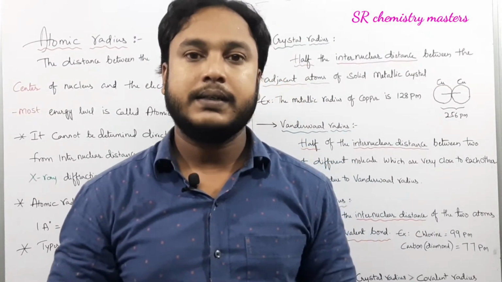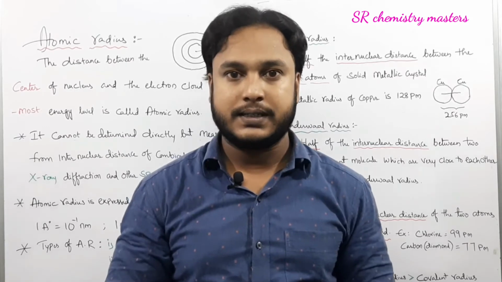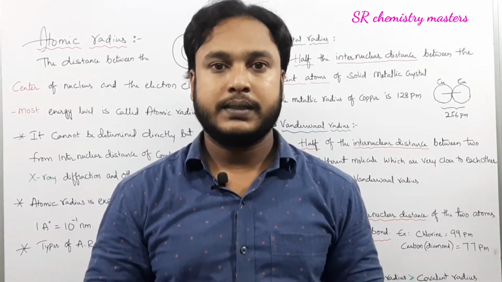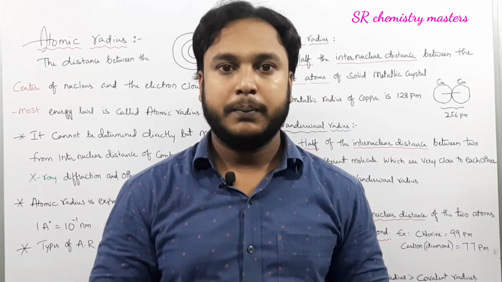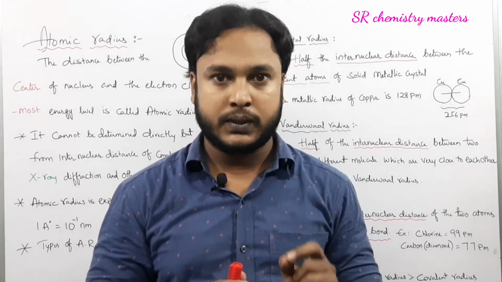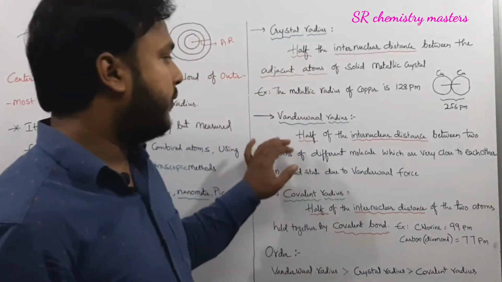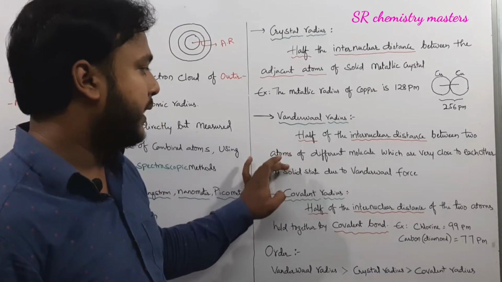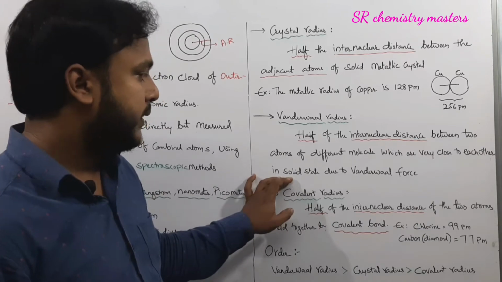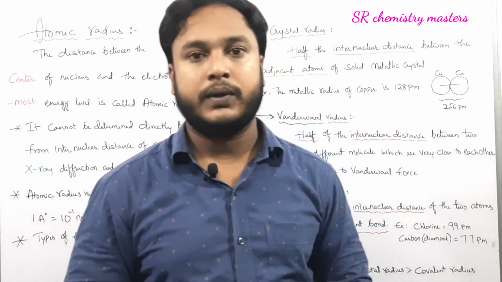Remember, metallic radius is also considered as crystal radius, or else crystal radius is considered as metallic radius. It is half the internuclear distance between the 2 adjacent atoms present in the metallic crystal, in the form of solid. The second one is van der Waals radius. Half of the internuclear distance between the 2 atoms of different molecules which are very close to each other in solids due to van der Waals forces is considered as van der Waals radius.